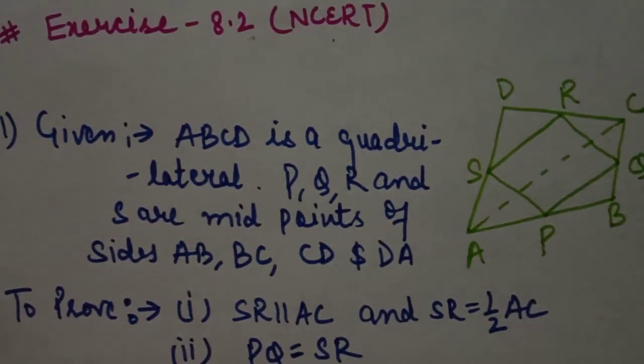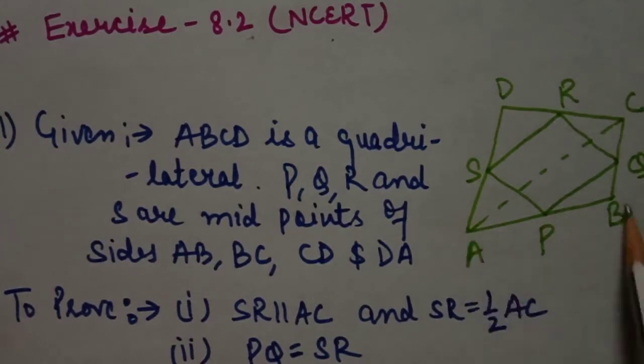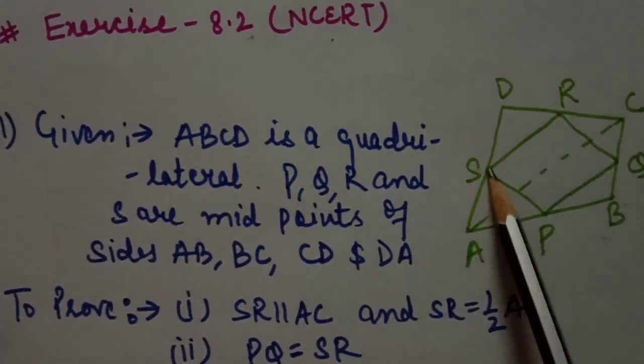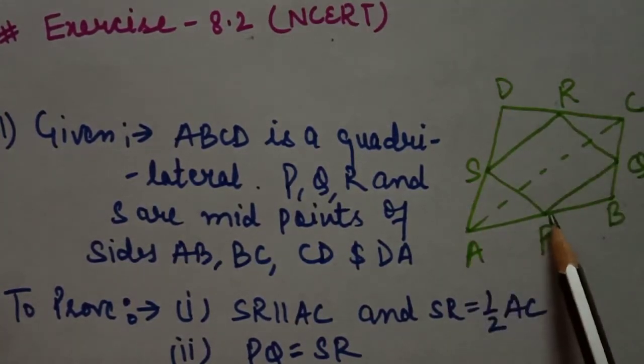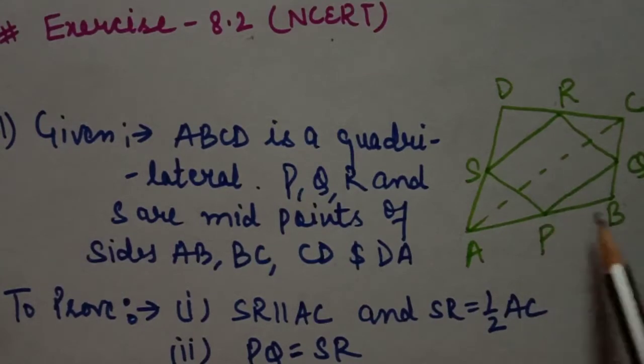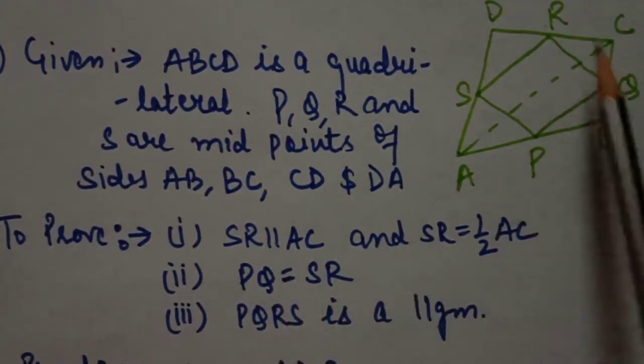So students, this is your diagram for the first question of exercise 8.2. We have ABCD, a simple quadrilateral. P, Q, R, S are the midpoints of these four sides. And students, we have to prove three things: SR parallel to AC and SR is half of AC, PQ is equal to SR, and third, PQRS is a parallelogram. So students, for this we will start our proof.